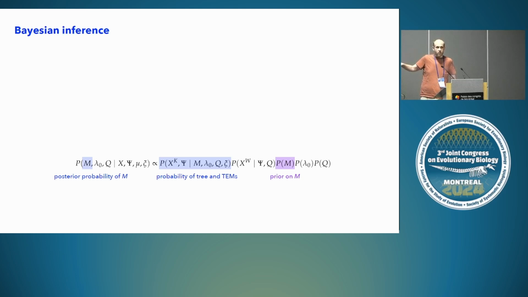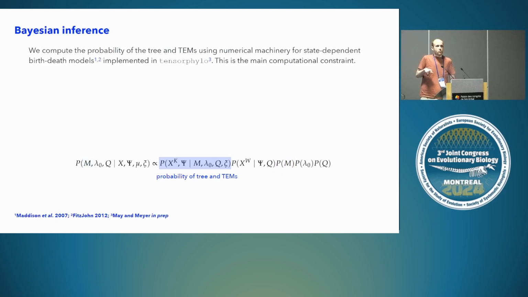So for the purposes of this talk, I'm just going to focus on these two things on the right that are most important. I'm not going to go into a crazy amount of detail, but this first thing here is the probability of the tree and the TEMs. And unfortunately, this model does not have a very straightforward analytical likelihood function. So in order to calculate this probability, we actually have to use some pretty intense numerical calculation machinery. And this is all developed from these state-dependent birth-death models first pioneered by Madison and colleagues. And we've implemented it, my collaborator Xavier and I, in this TensorPhylo package that does it very quickly.